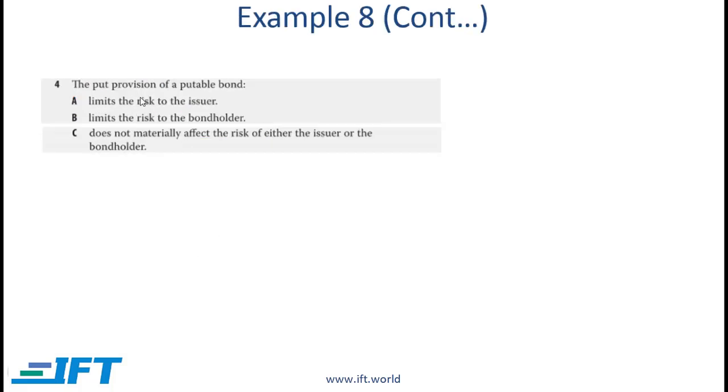The put provision of a puttable bond limits the risk to the issuer. That's not true. It actually limits the risk to the bondholder because the bondholder can put the bond back into the lap of the issuer at a given price. So that reduces the risk for the bondholder. Does not materially affect the risk of either the issuer or the bondholder. This is not true. It does materially affect the risk of the bondholder.